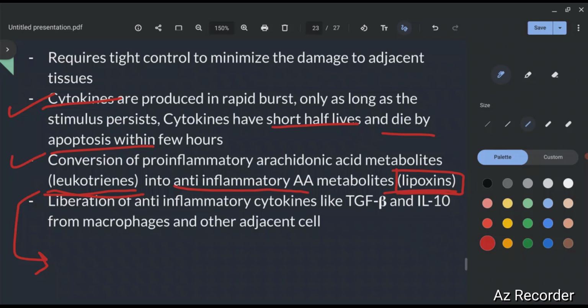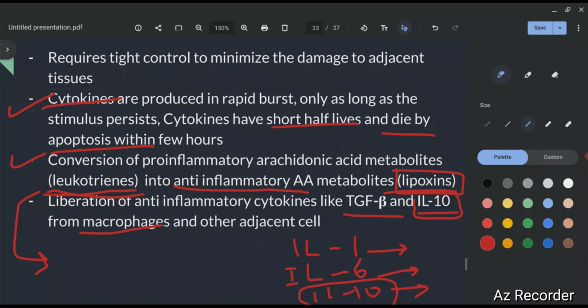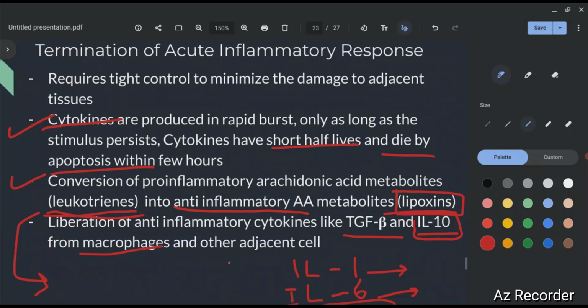After a while, when the offending agent has been eliminated from the body, your macrophages and other adjacent cells start secreting a massive amount of transforming growth factor beta and interleukin 10. Remember this interleukin 10, we have talked about interleukin 1, which has a role in inflammation. We talked about interleukin 6 again in the inflammation. Now we are talking about interleukin 10. Okay, so this is actually an anti-inflammatory interleukin. So these were the methods with which we were able to terminate the inflammatory process.